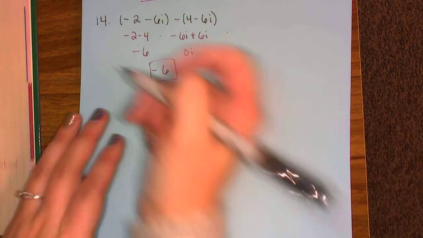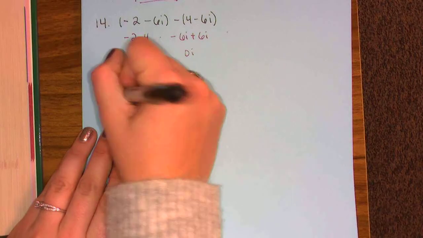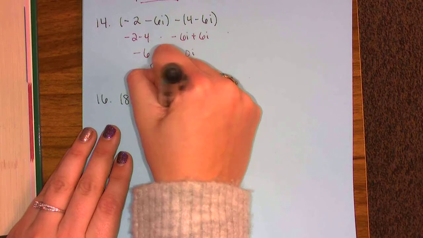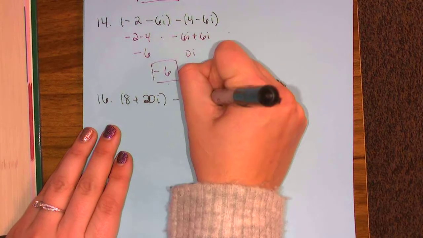Alright, I think this would be a good time for you guys to try one, see how we're doing. 8 plus 20i minus negative 8 plus 12i.